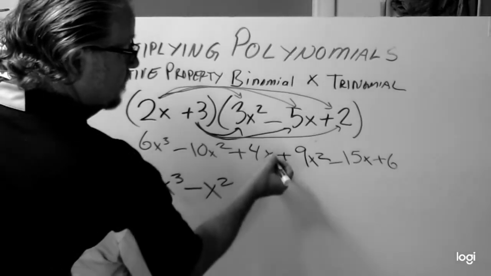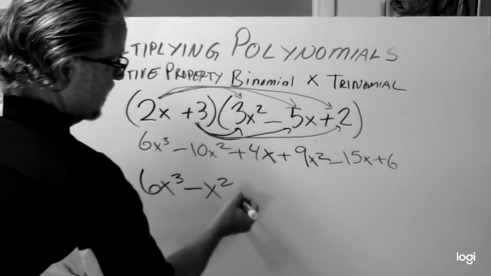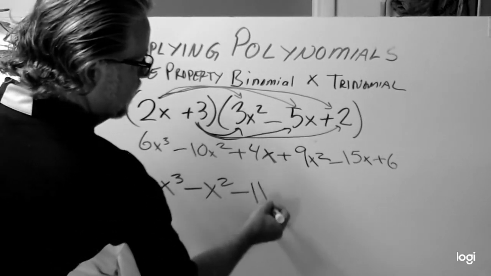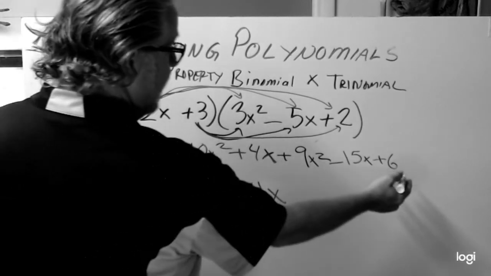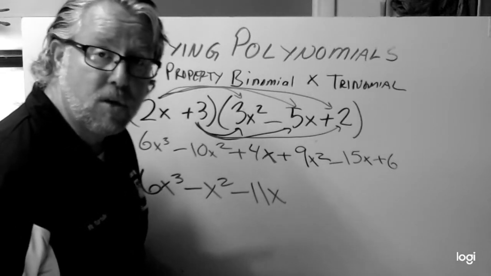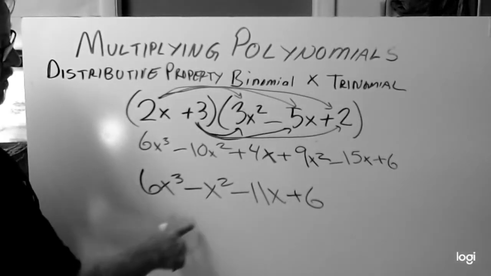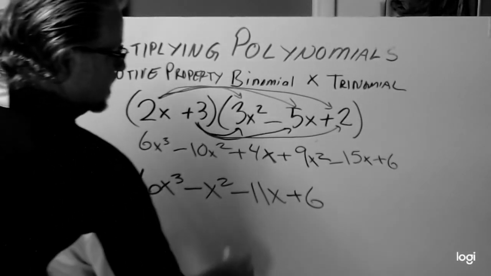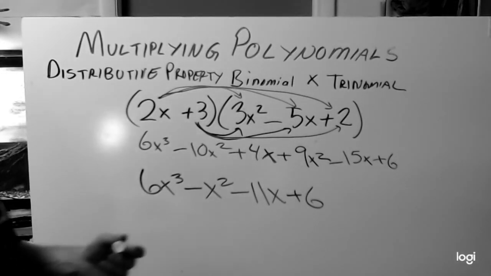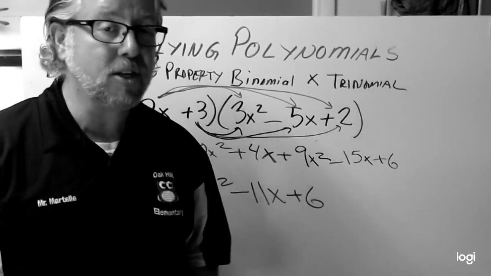Moving forward to our first power terms, 4x and negative 15x. Well, negative 15 plus 4 gives us a negative 11x. And finally, our 6. There's no other coefficients without variables or exponents, so that stays a positive 6. 6x cubed minus x squared minus 11x plus 6. There you have it. That's how you use the distributive property to multiply a binomial by a trinomial.